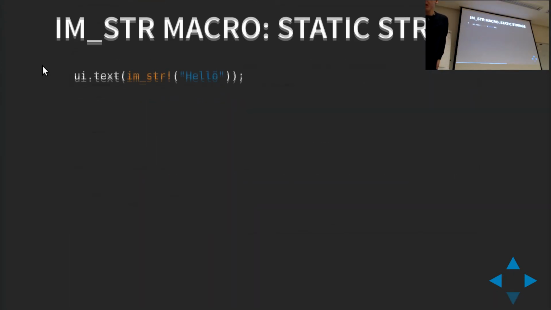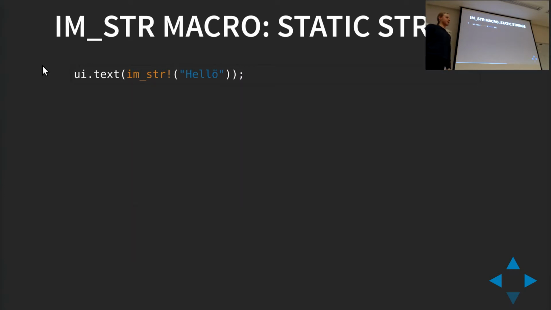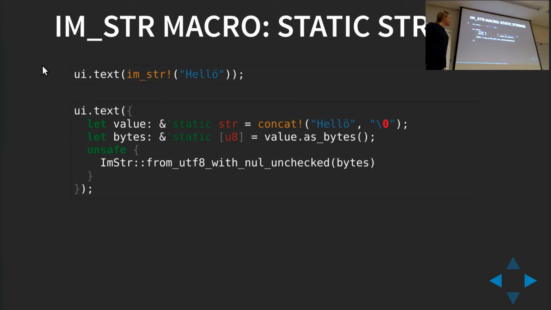Okay, so macros. I don't like macros myself, but in this case, I made an exception. So if we have this ui text str hello, it's going to expand to something like this. So we use the concat macro to put the null terminator there. And the concat macro returns a static string. So what this means is that the hello and the null terminator, that's going to be the literal string. There's no runtime overhead or anything.